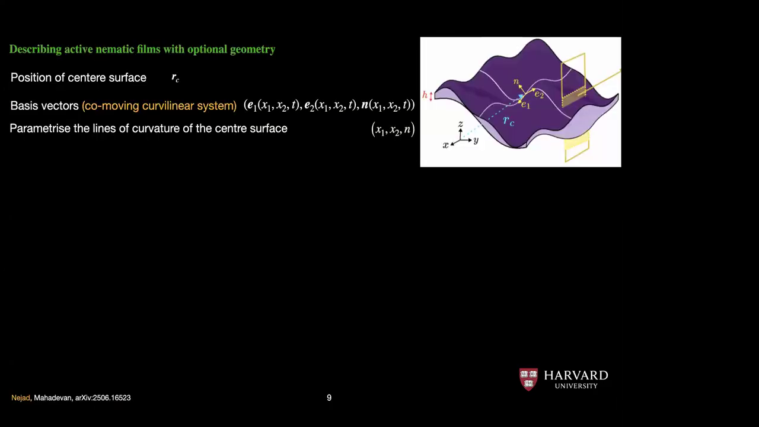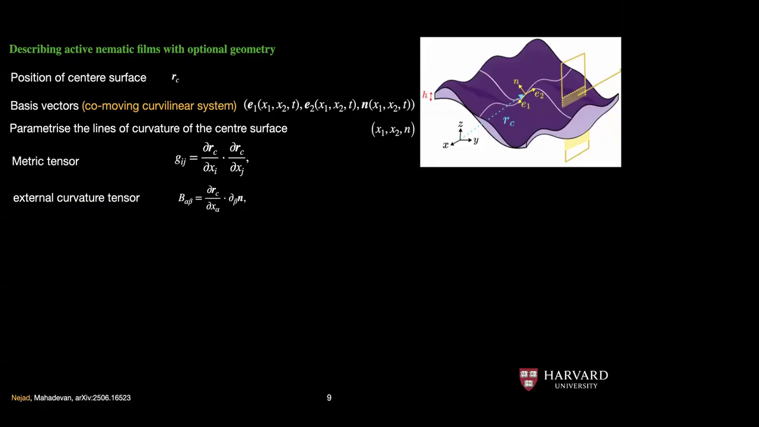Okay, so to simplify the math, the best way we could do this is to define a coordinate system which aligns with the direction of the curvature lines. And so the coordinate system that I've shown by E1, E2, and N consists of two coordinates which are aligned with the curvature lines of this film. And the third axis is perpendicular to the film. And we can always define the position of the center surface of the film. And we put the coordinate there because that simplifies the equations.